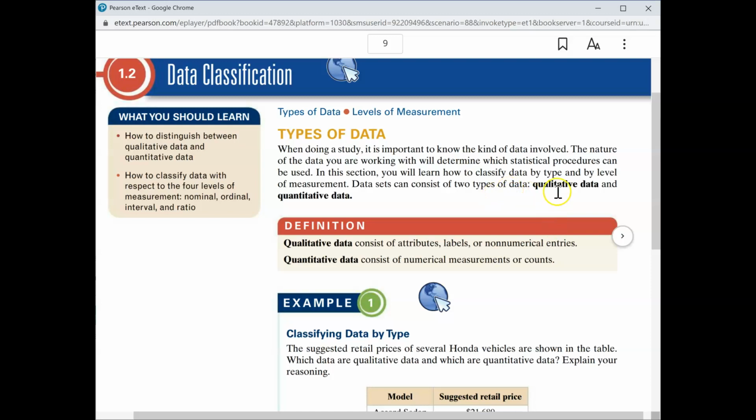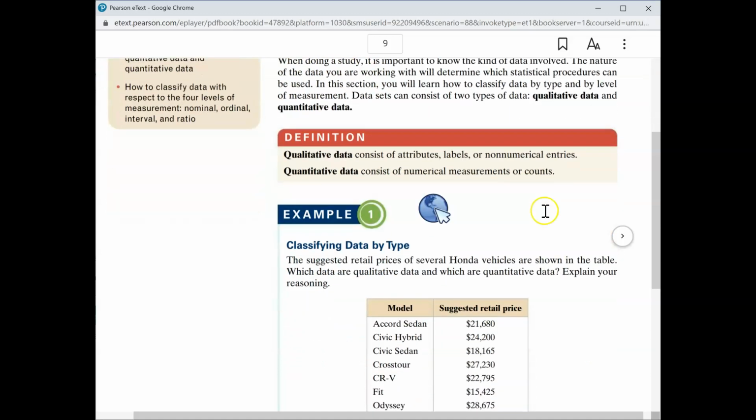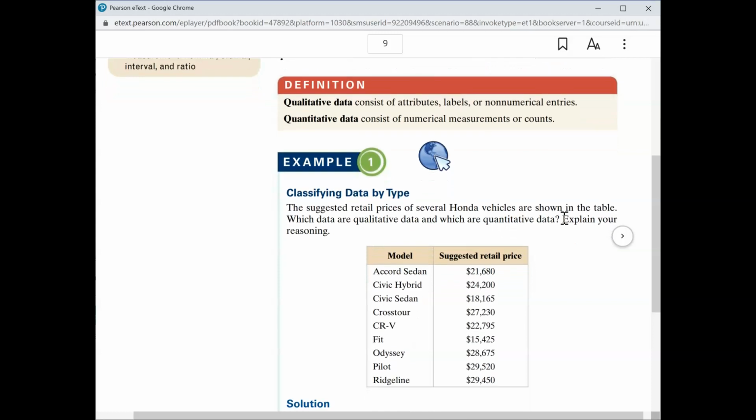Two types of data, qualitative data and quantitative data. Again, chapter 1 is mostly going through concepts and vocabulary of statistics. So qualitative data and quantitative data. Qualitative data consists of attributes, labels, or non-numerical entries. Quantitative data consists of numerical measurements or counts.